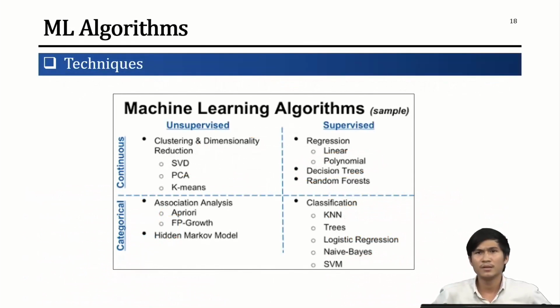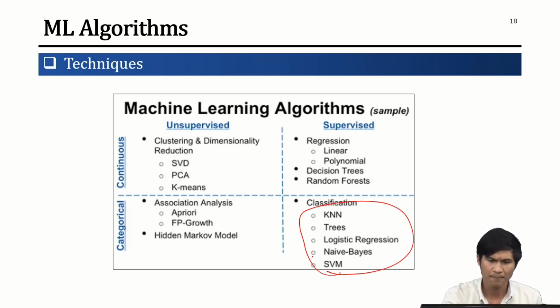So here are the machine learning algorithms, categorized based on supervised and unsupervised classification, as well as the purpose, whether we try to classify a problem into a category or into continuous data, for example, in a plotting graph. Here, we will mainly focus on this classification type. We have many different types of classifiers that we can use.